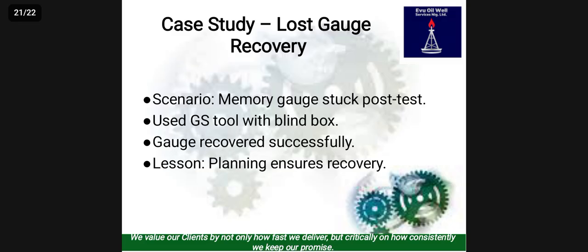Case study here: lost gauge recovery. A memory gauge was stuck after a test. We used a GS pulling tool supported with a blind box. The gauge was successfully retrieved. The lesson learned here is this: proper planning, correct tool selection, and teamwork led to this success.